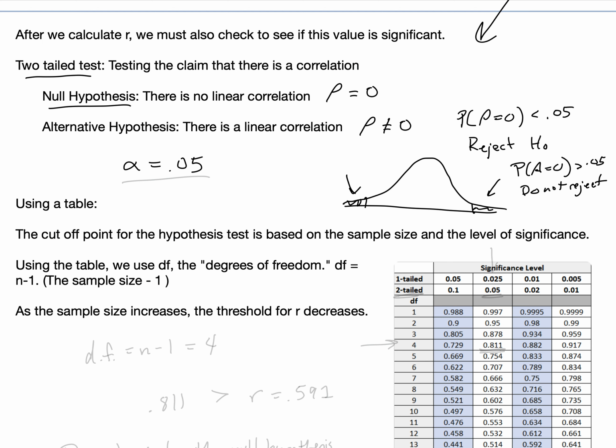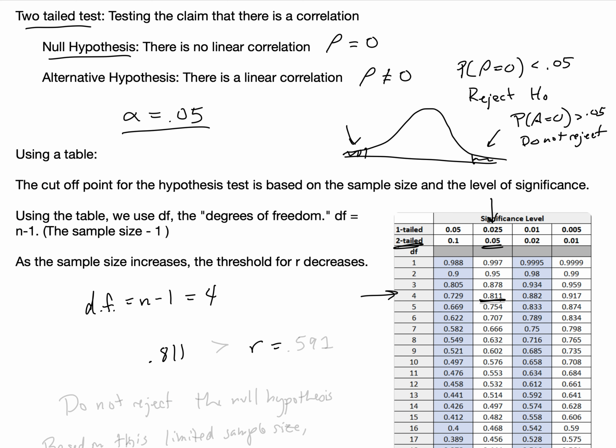So let's look in this particular example. This is based on the sample size and the level of significance. So our level of significance is alpha equals 0.05. This is a two-tailed test, so that means we're using this column, alpha equals 0.05. And our degrees of freedom is the sample size minus 1. So in this case, that's just 4. So this is the degrees of freedom. And our cutoff point then would be 0.811. So 0.811. And we're comparing that with R.